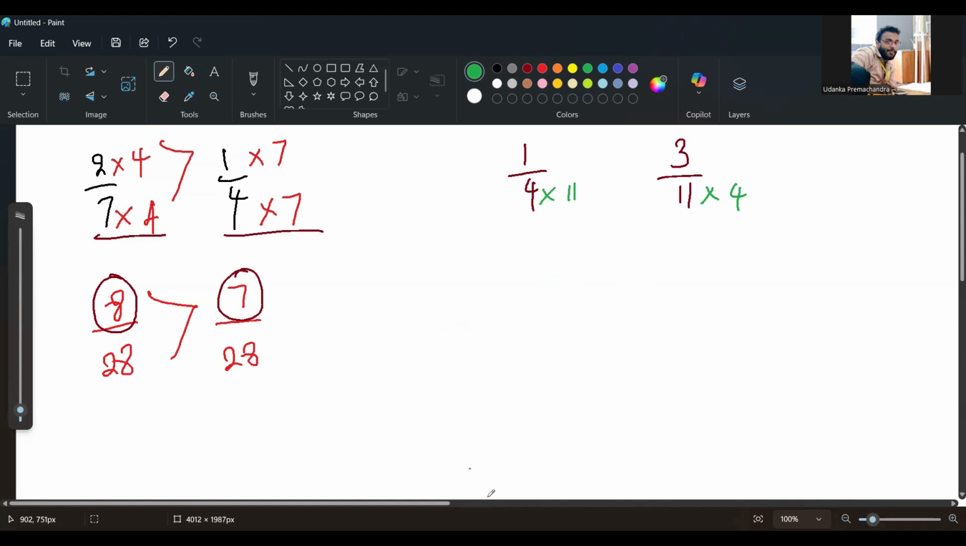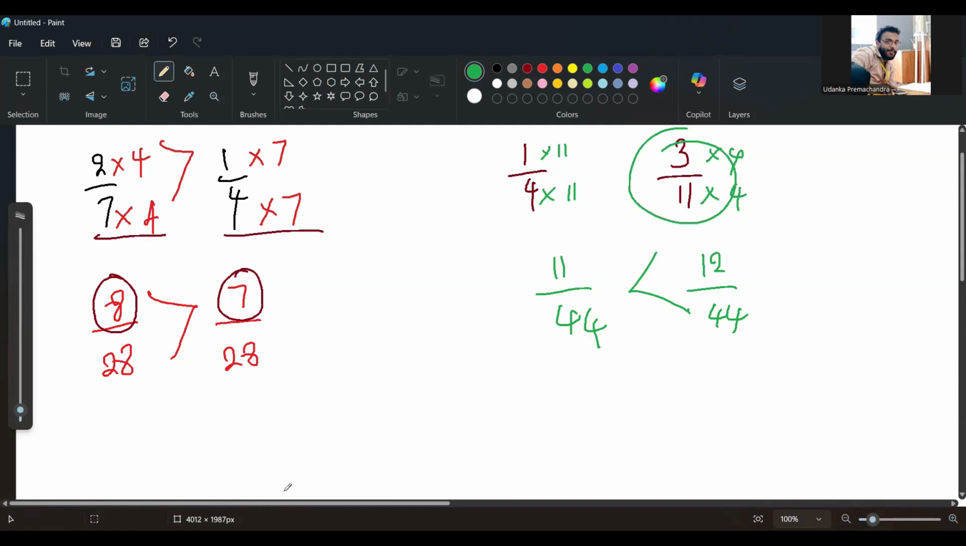Just multiply 11. Here should be multiply 4. Okay, what is the largest thing? 3 over 11 is largest. Yes, it is largest. Here 12, 44. Here 11, 44. Yes, this one is largest. 3 over 11 again, it should be larger than this one.